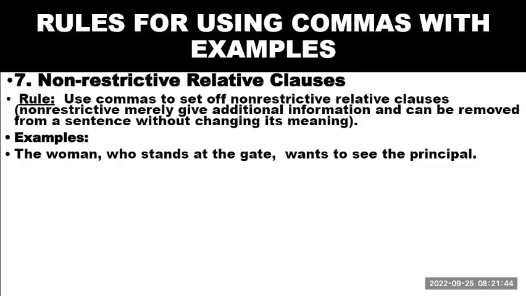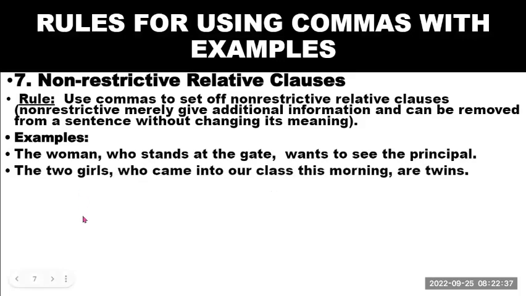It merely gives you additional information. There's a woman who wants to see the principal. Who is the woman, or where is the woman? Is the one who stands at the gate. So we use a comma when we bring in non-restrictive relative clauses within the sentence structure. So this is what we have. The woman, comma, who stands at the gate, comma, wants to see the principal. So you can see that what we have done here is simply to use the non-restrictive relative clause to give additional information about the woman who wants to see the principal, but the actual sentence is about the woman. The woman wants to see the principal, okay?